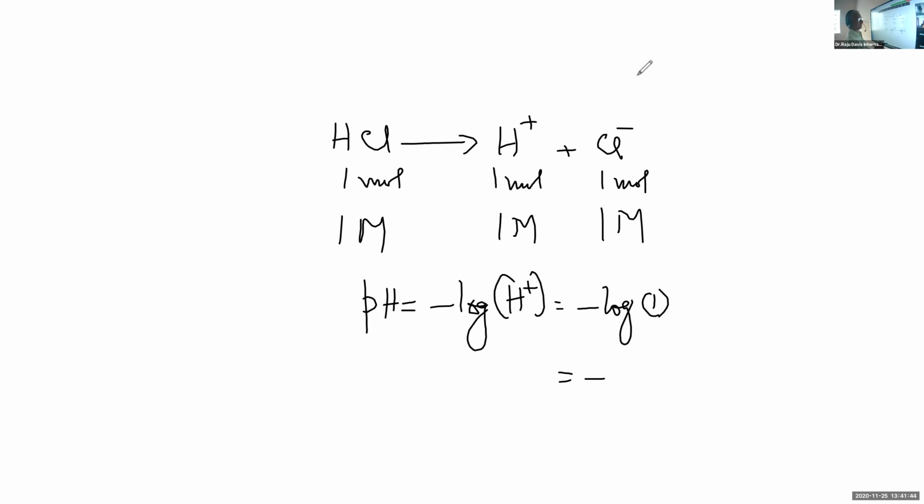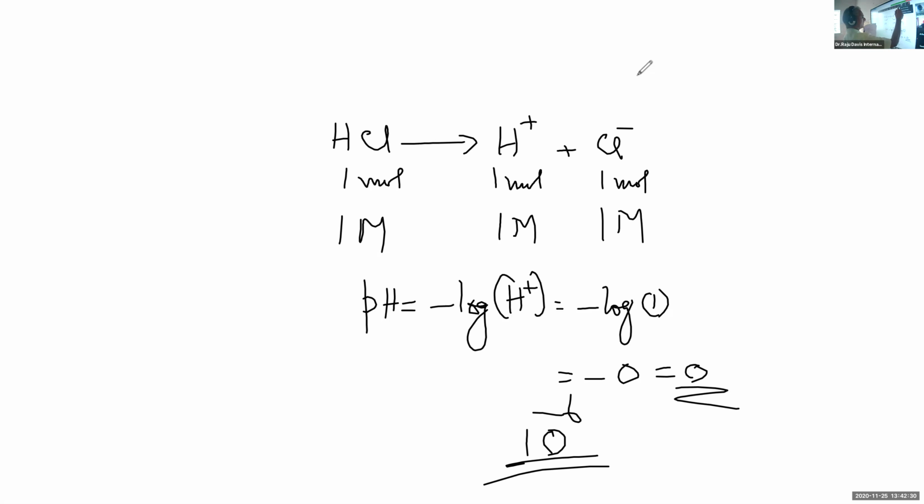Dixie ma'am was teaching you. Log 1 is equal to what? What is the value of log 1? 0. So minus 0 is equal to 0. So the pH of the solution is equal to 0. Okay. Some of you have written 10 raised to minus 6. That is from the notes you have copied. So the pH is equal to 6. You have written that, and I think it is copied from the notes.